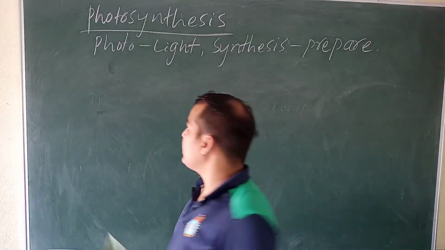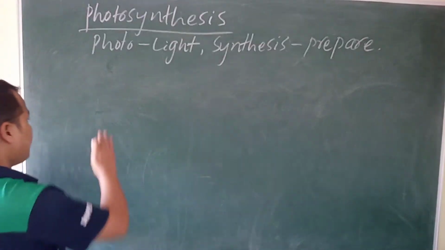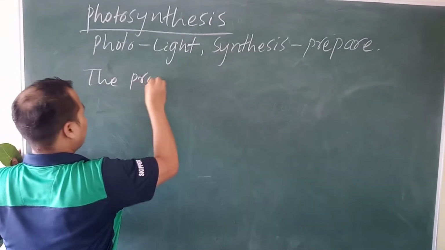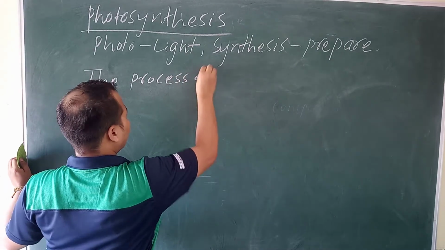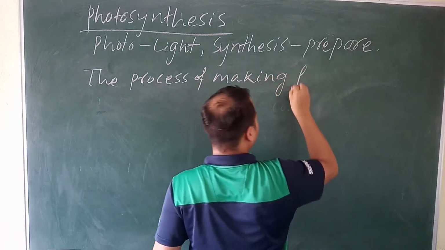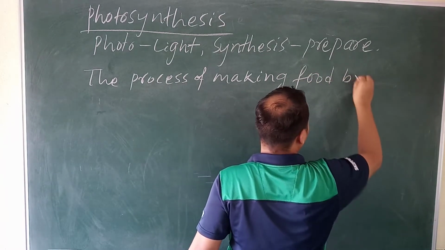So write down what is photosynthesis: the process of making food by a plant.